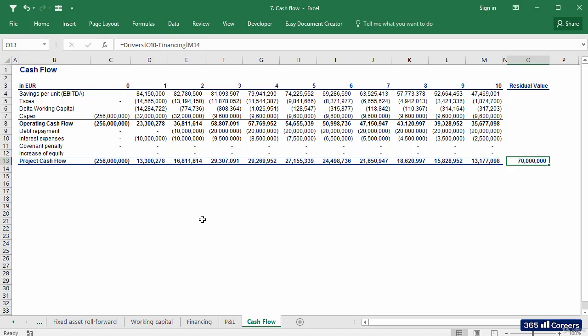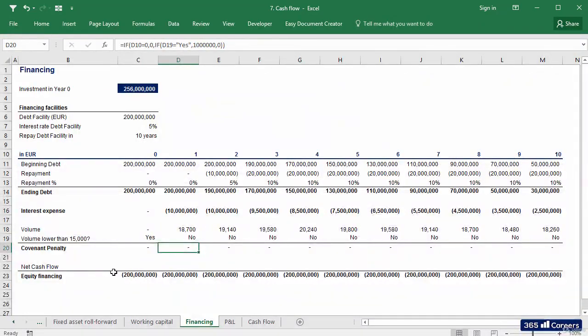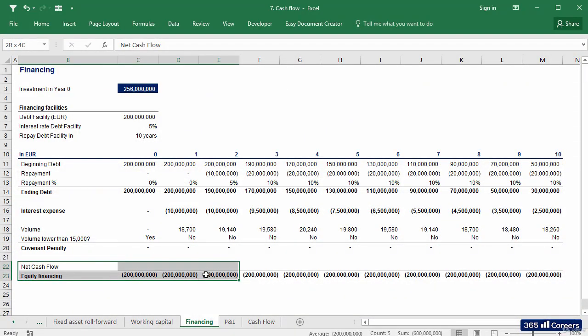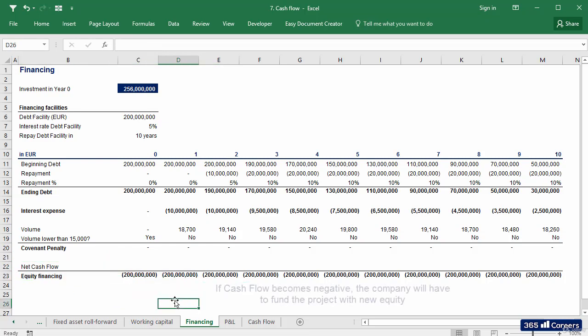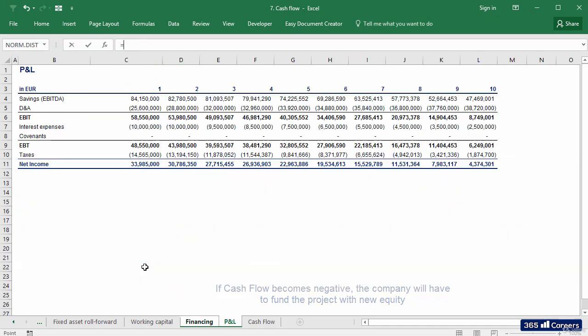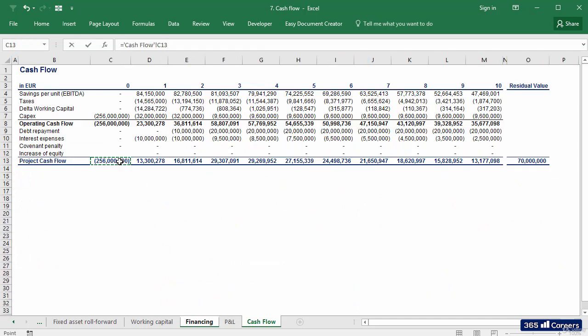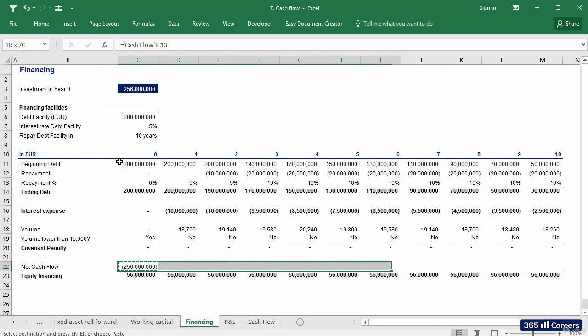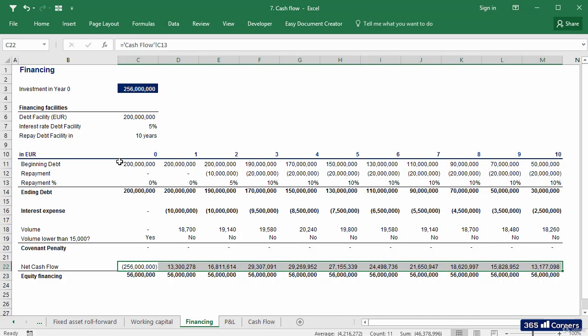Oh, yes, we still haven't calculated the equity necessary for the project. We shouldn't presume the project will need equity in year 0, only because if cash flow in a year becomes negative, the company must fund such a shortcoming and continue with debt repayments. Therefore, to calculate such equity increases, we'll go to the financing sheet and start from year 0.